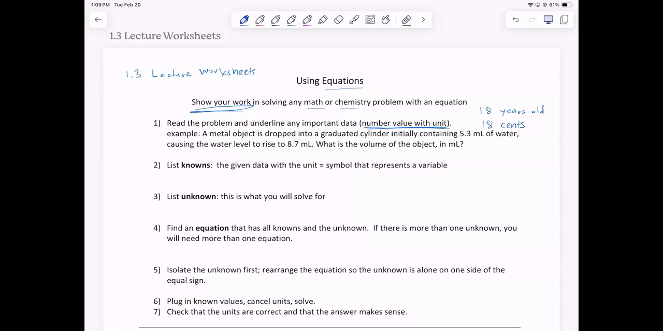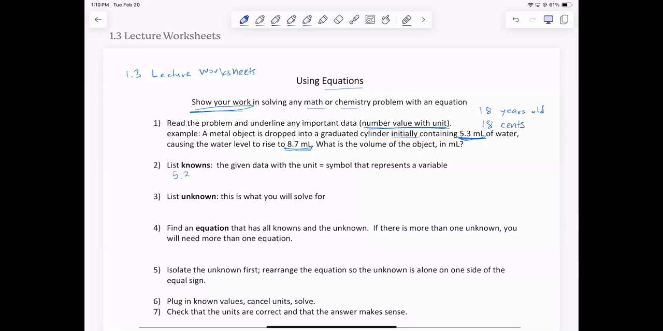And so that's why we look for a number value including the units afterwards, like this one, 5.3 milliliters of water. And then this one, 8.7 milliliters. So what's happening in this problem is you have a graduated cylinder. We've seen that. It's a tall glass or plastic cylinder that is used to measure liquid volumes. And a metal object's dropped into it. Before the metal object's dropped into it, it initially contains 5.3 milliliters of water.